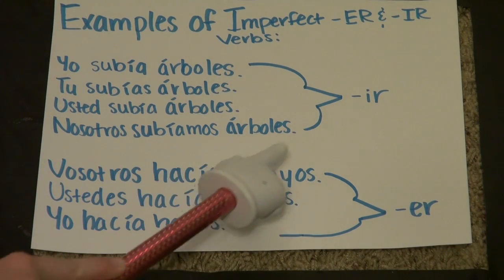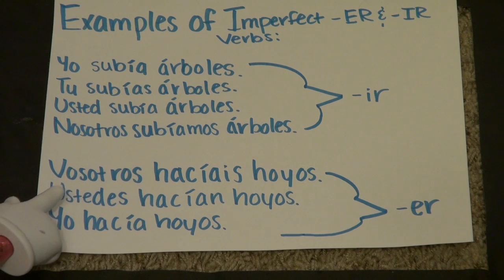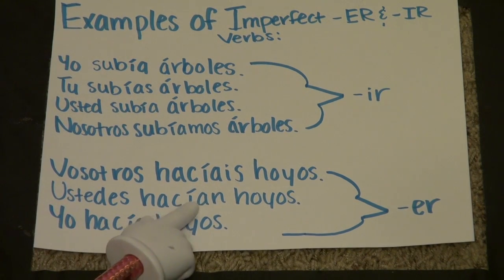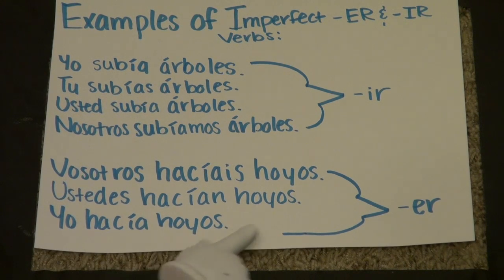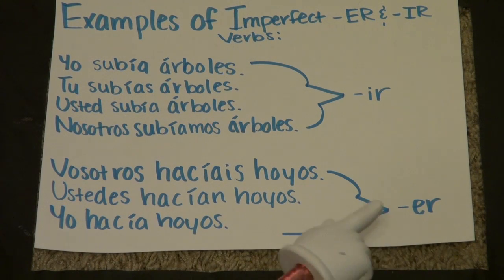Vosotros hacíais hoyos. Ustedes hacían hoyos. Yo hacía hoyos. And those are examples of verbs that end in -er.